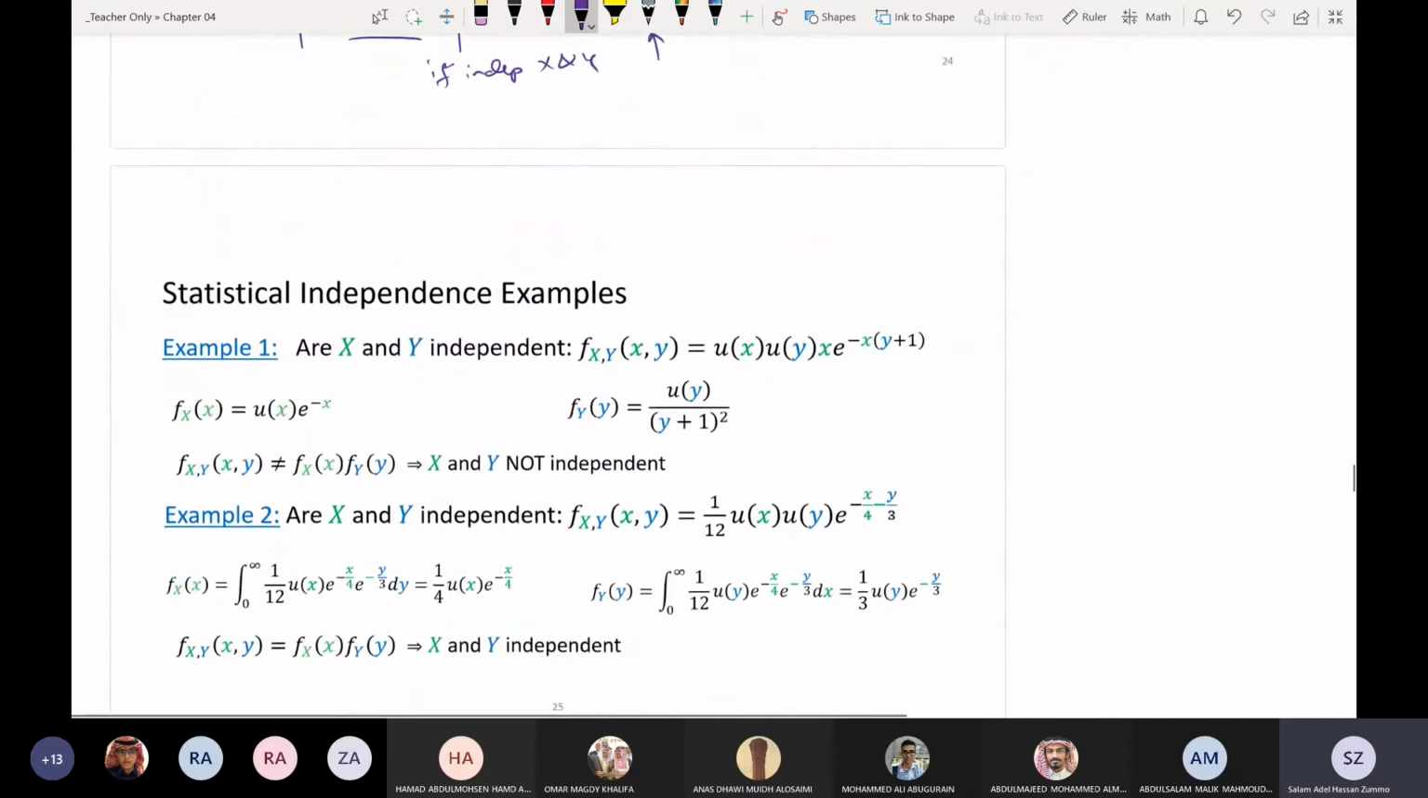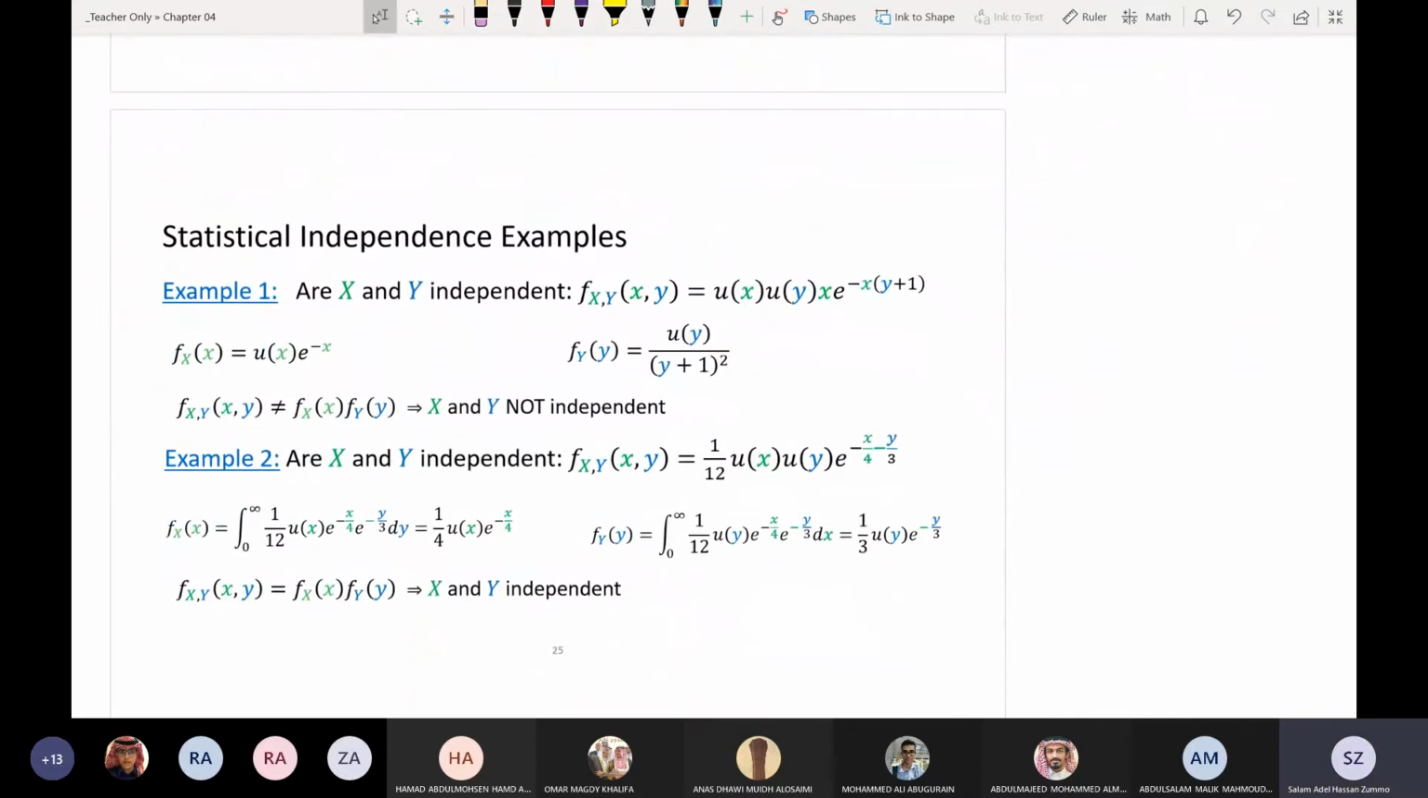Let's have some examples. X and Y are independent, and we are giving you the joint PDF that we have already done before. The same joint PDF we have done before. We already found Fx of x and Fy of y, derived before in previous classes.